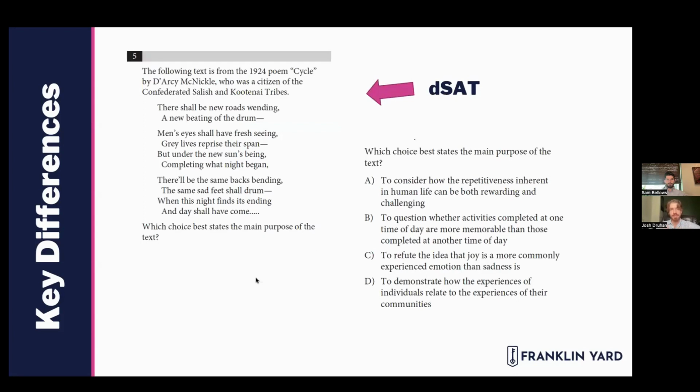So now we have a poem. We see men's lives will have fresh seeing, gray lives reprise their span. I won't read the rest, but you get the idea. And when we're asked to identify the main purpose of the text, we have choices like choice A here, to consider how the repetitiveness inherent in human life can both be rewarding and challenging.